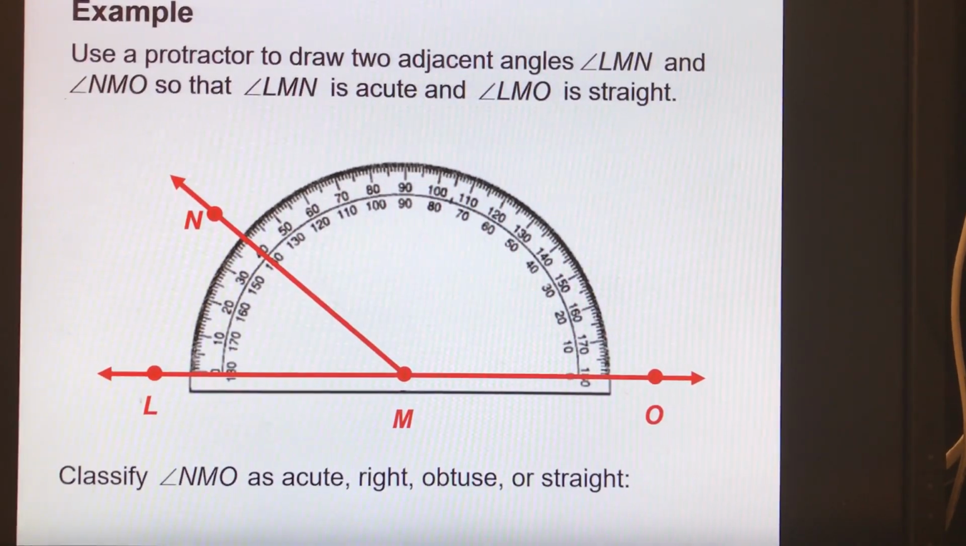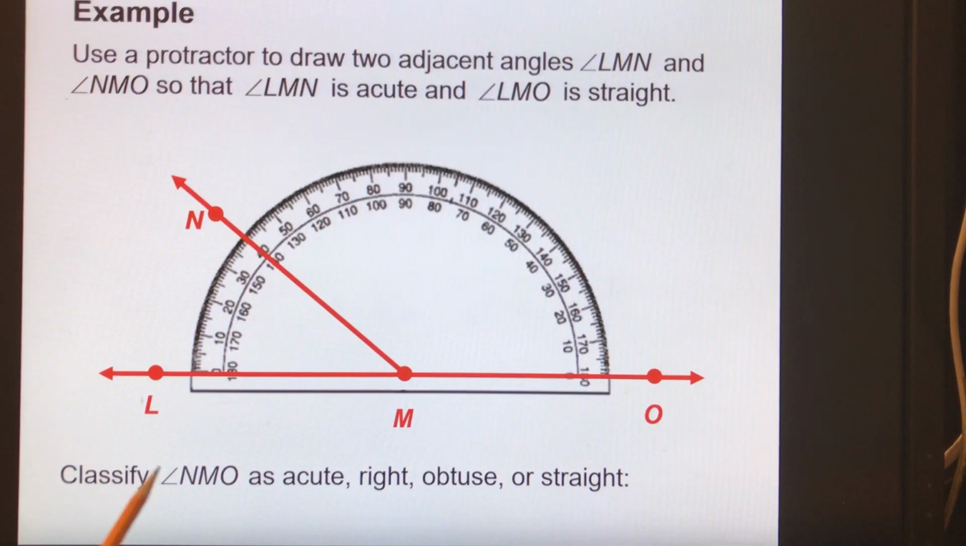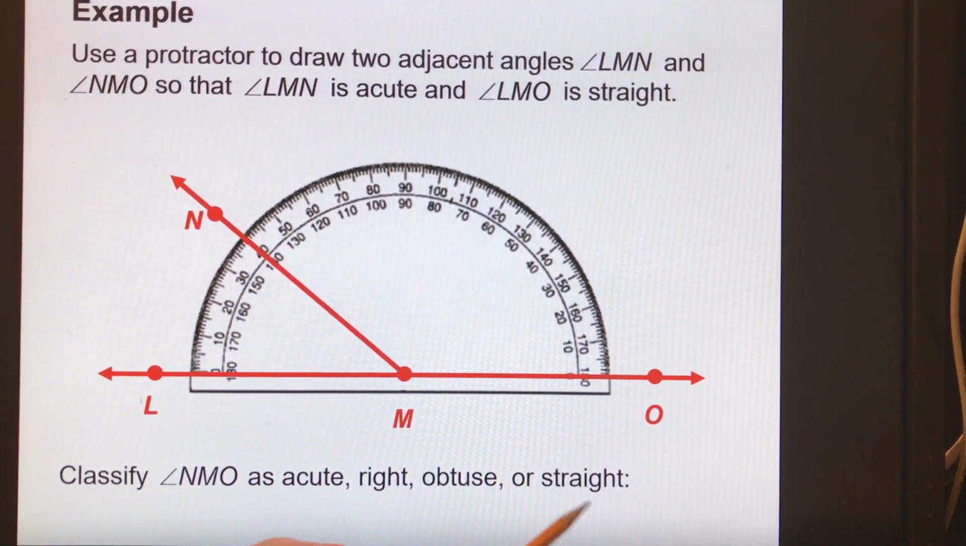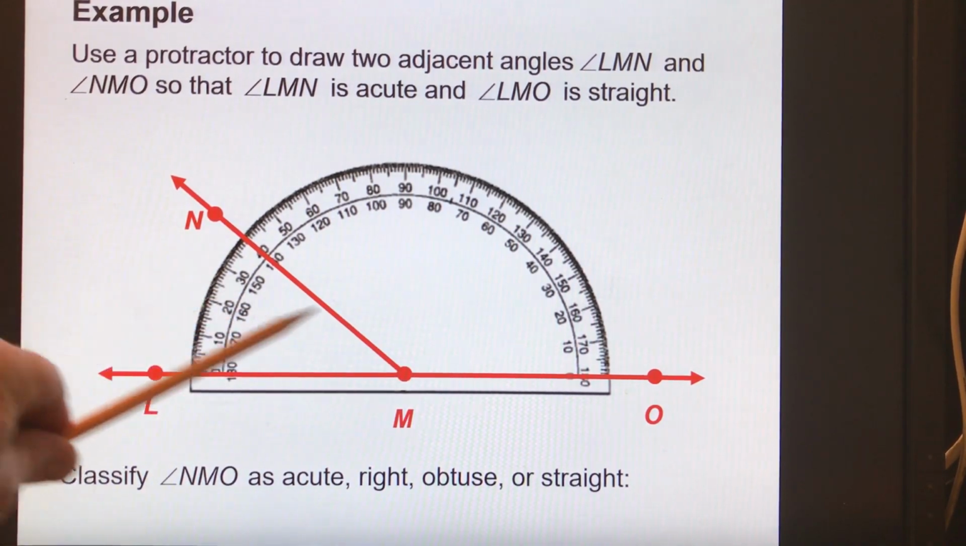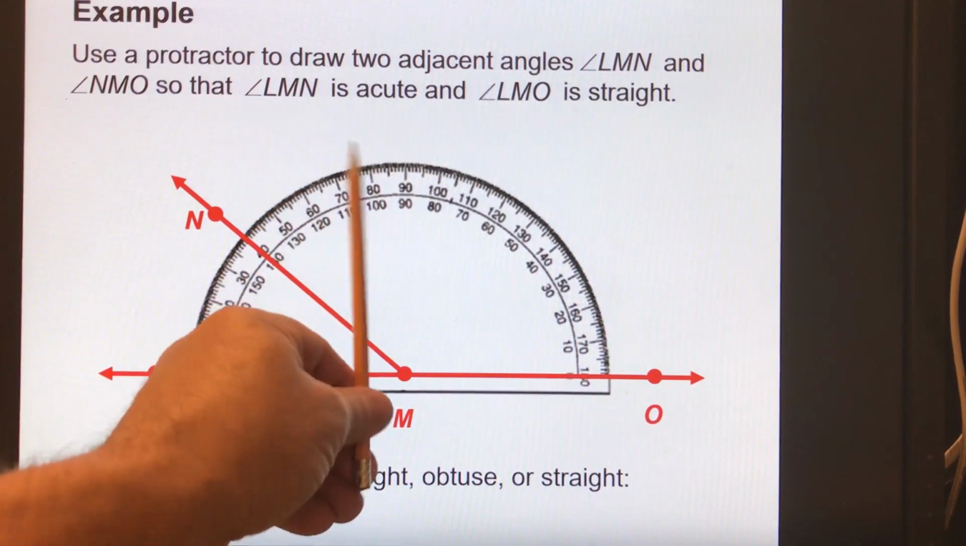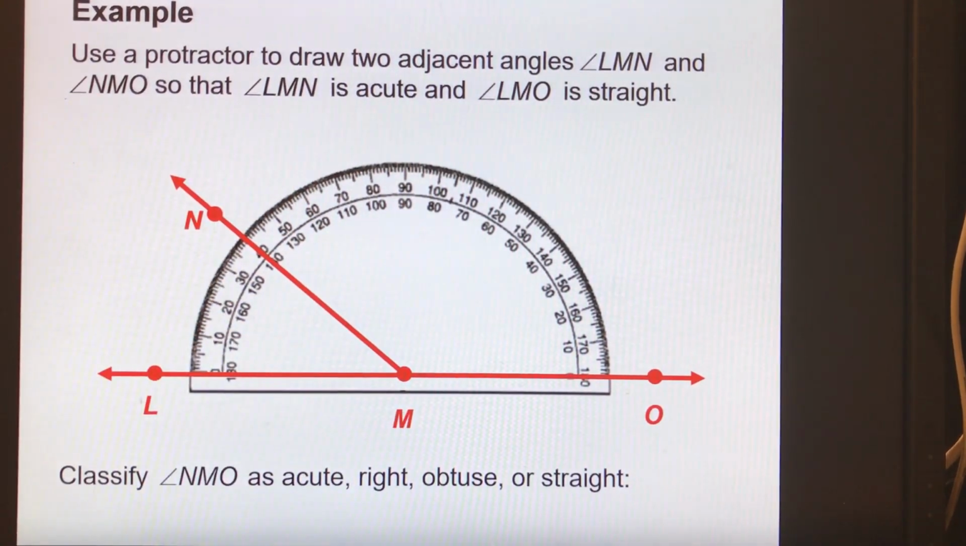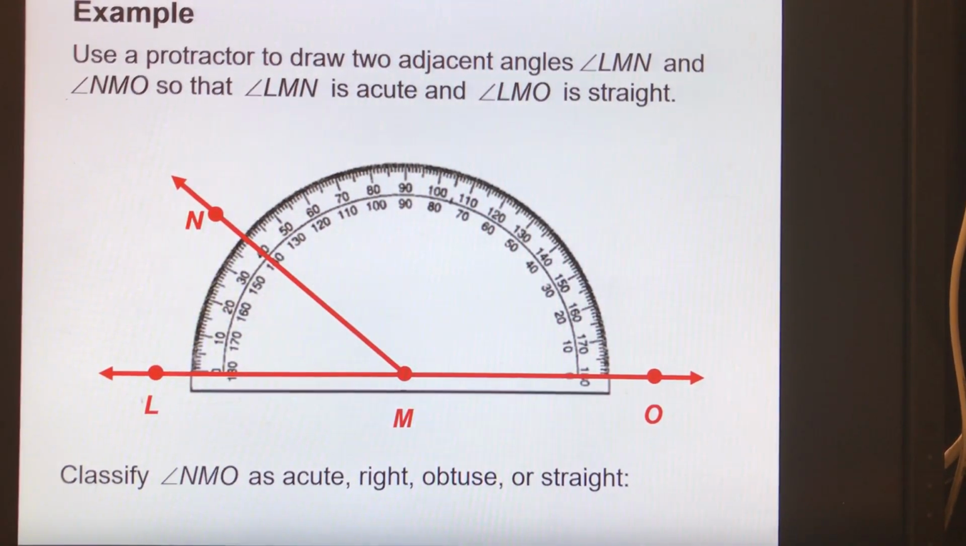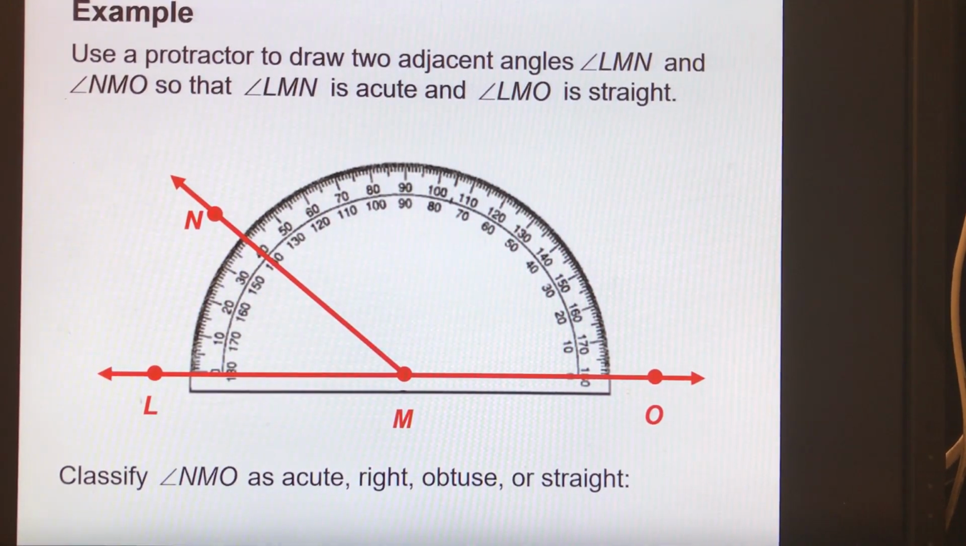Okay, so we're going to classify the angle NMO as acute, right, obtuse, or straight. Well, NMO is obtuse because it's greater than 90, but less than 180, okay?